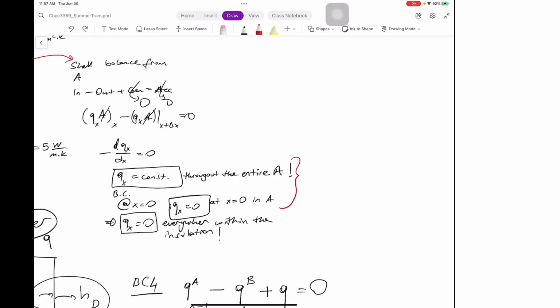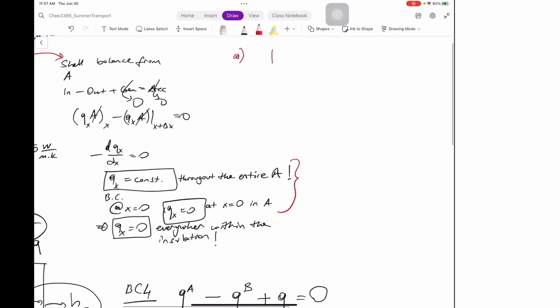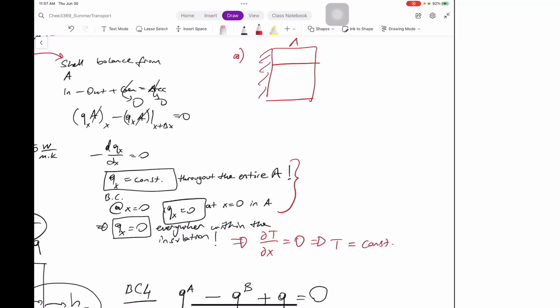Okay, so let's determine the steady state temperature distribution both in layer A and B. In layer A, the flux is just going to be 0, because you know that the Q is 0 everywhere. This means del T over del X is equal to 0, meaning that T is constant. So this insulation, this is A, is going to be just T constant, right? And this is the heater.